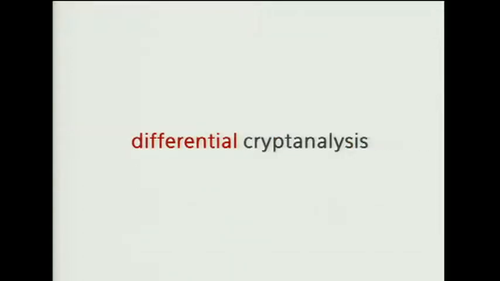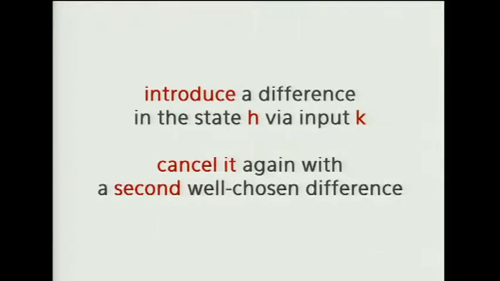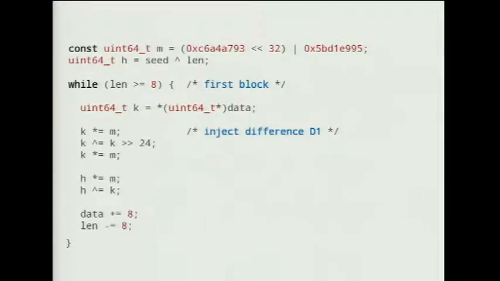So the main strategy of our attack borrows some principles from differential cryptanalysis. And this is the high-level strategy that we used. So we introduce a difference in the state of h by using the message blocks. And we will cancel this difference right away by introducing a second difference. So let's have a look at how this would work in the code.